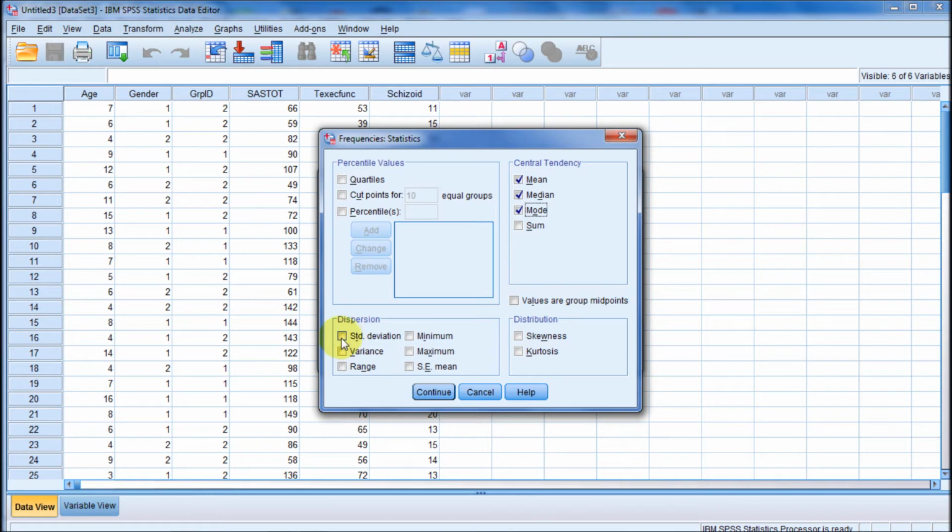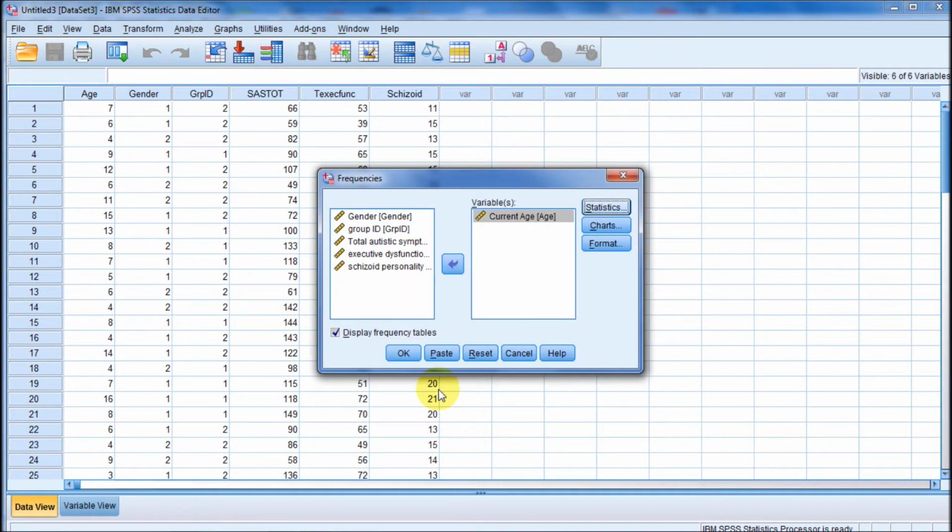And we've got our standard deviation and our variance. Now these two are intimately related. If we square the value of the standard deviation, we'll have the variance. If we took the square root of the variance, we would have the standard deviation. The range is a single score, obtained by taking the minimum score, the lowest age, and the maximum score, the highest age, and subtracting these two. Let's hit continue, and now we'll hit OK, because we've chosen everything we needed.